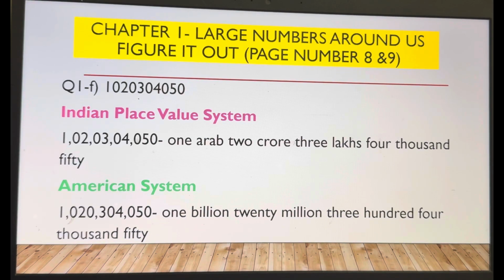So we see the commas after 333. So this is ones block, thousands block, millions block and billions block. So 1 billion, 20 million, 304,050 is the answer.